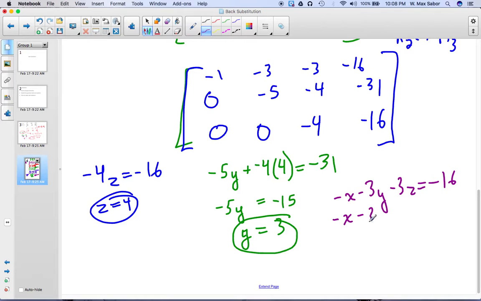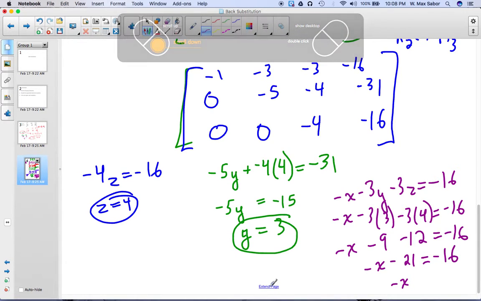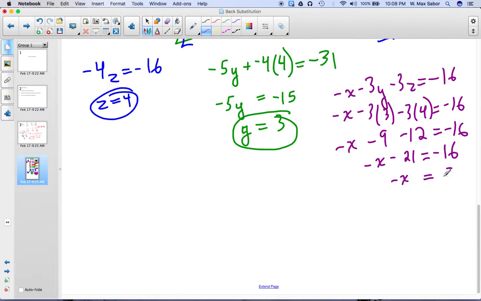-x minus 3 times 3 minus 3 times 4 equals -16. -x minus 9 minus 12 equals -16. -x minus 21 equals -16. -x equals 5, and x equals -5. So we have -5, 3, 4.